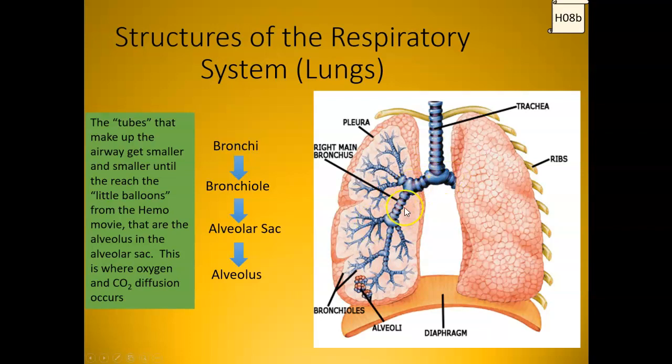So branches and branches and branches. So bronchi to bronchioles to alveolar sacs composed of alveoli, and this is where the actual exchange of gas happens, is at the level of the alveoli.